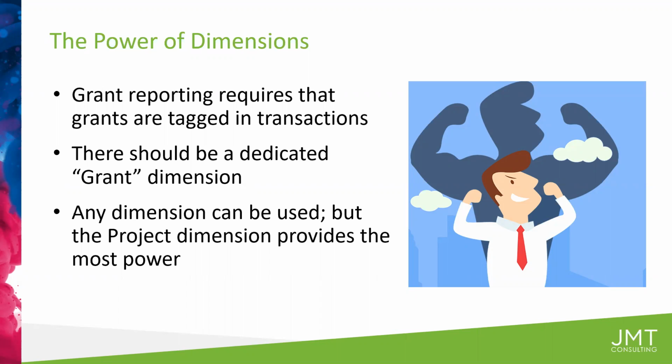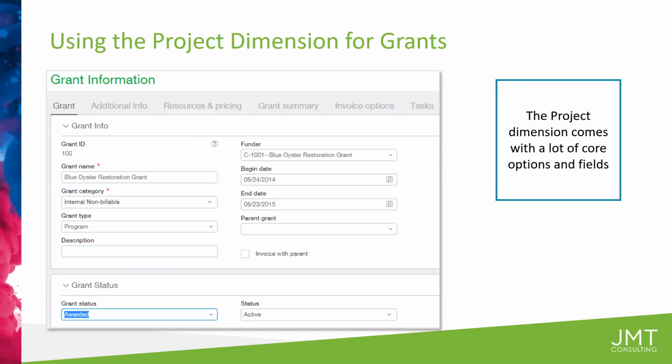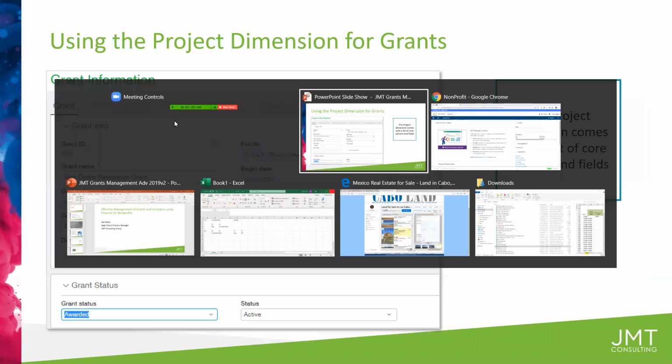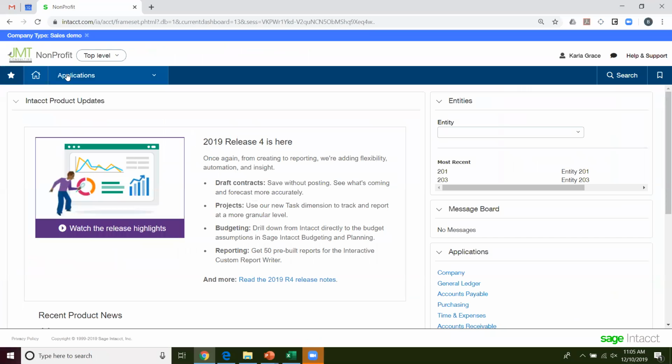And that allows you to tag those transactions. You can use any of the standard dimensions to track your grant, but what we're going to talk about today is why you would want to use the project dimension, because it gives us some additional power that we don't have with the other dimensions. Okay, so let's take a look here. If you look at your project dimension for grants, I'm going to hop into the product at the same time.